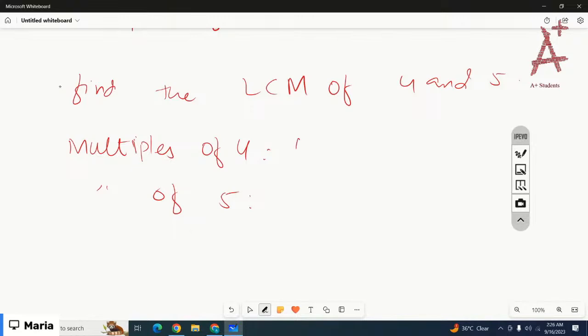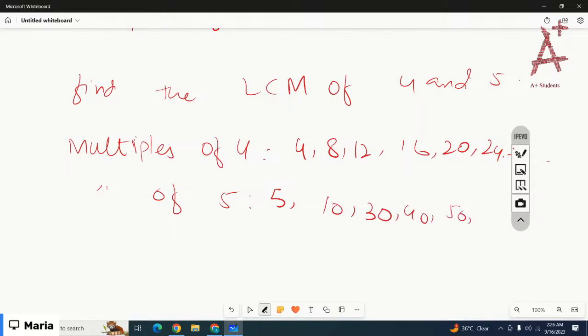Multiples of 4: 4 times 1 is 4, 4 times 2 is 8, 4 times 3 is 12, 4 times 4 is 16, 4 times 5 is 20, 4 times 6 is 24, and so on. Now write the multiples of 5: 5, 10, 15, 20, 25, and so on. You have to find the smallest number that is common. You can see here you have 20 and here you have 20. That means the LCM of 4 and 5 is 20.